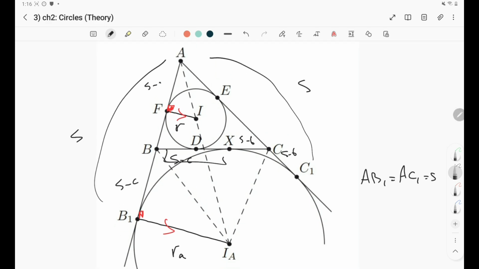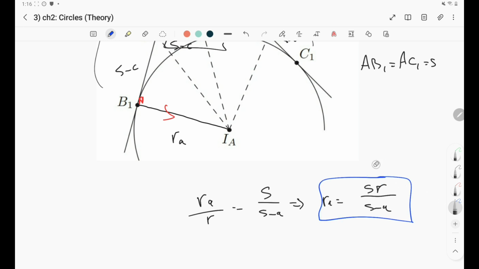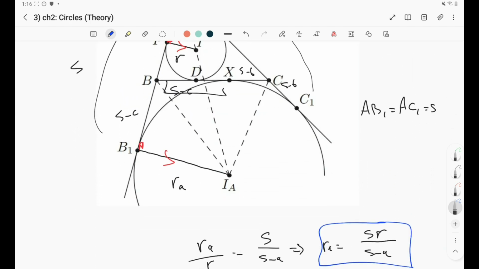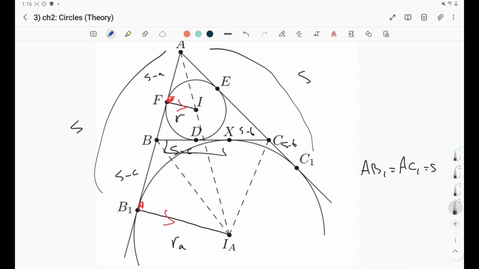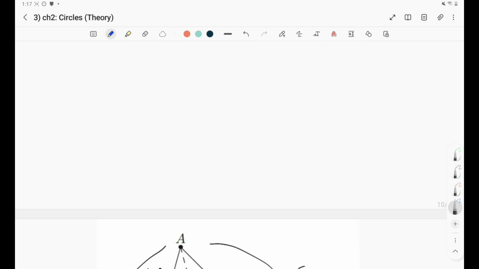Since this thing is S minus A, then we already know that RA over R is equal to S over S minus A. So automatically RA is equal to SR over S minus A. This is a really common thing to keep in mind whenever you need to find RA, the X radius. RA is equal to SR over S minus A. Keep that in mind. I think we should be done right now, because we just discussed all the lengths that we need.